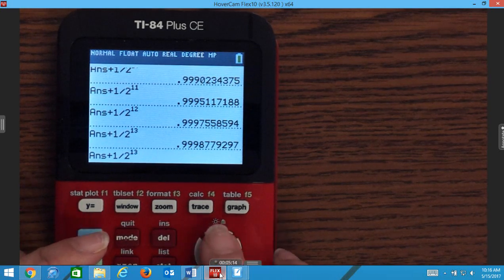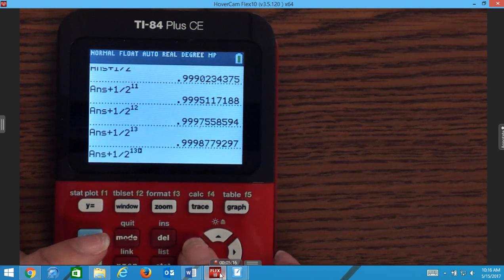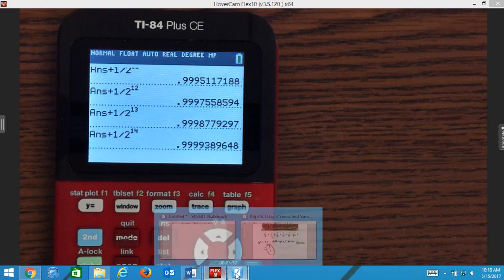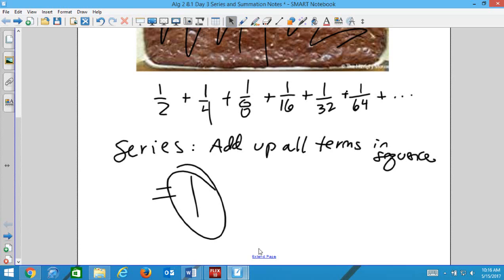See, but you're never going to get to one. Well, I'm never going to because I can't do this infinitely many times. But it's getting closer. It's not going to get above 1. It's approaching 1. So today we are doing summation and series. And this was just an example to get us started on what we're doing.